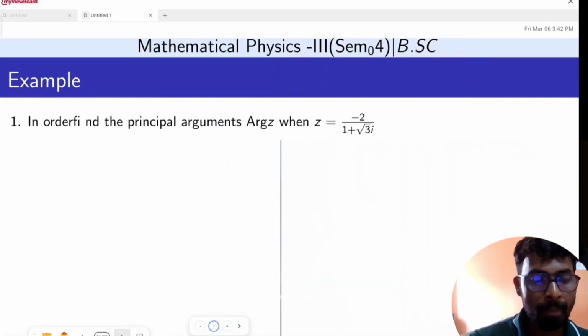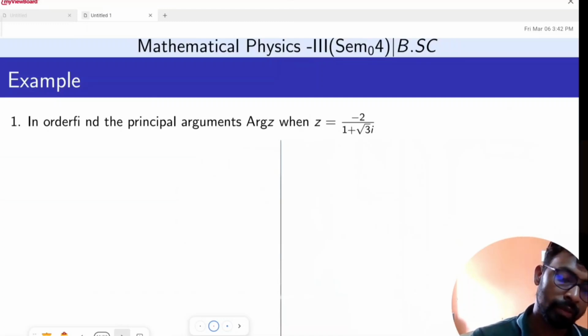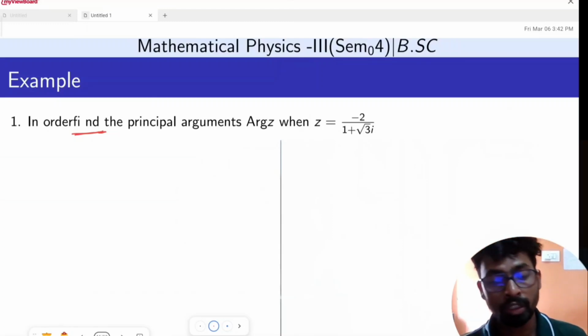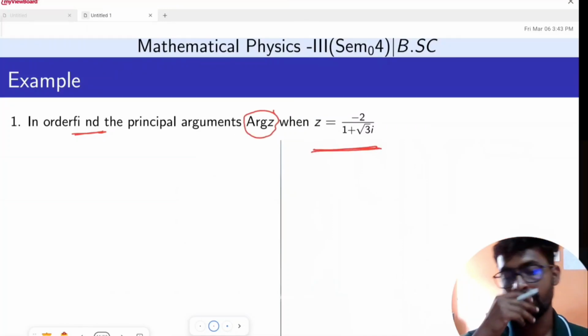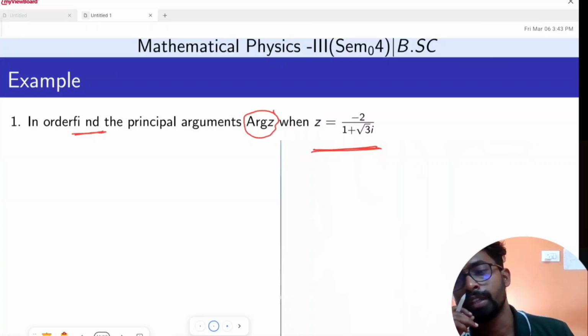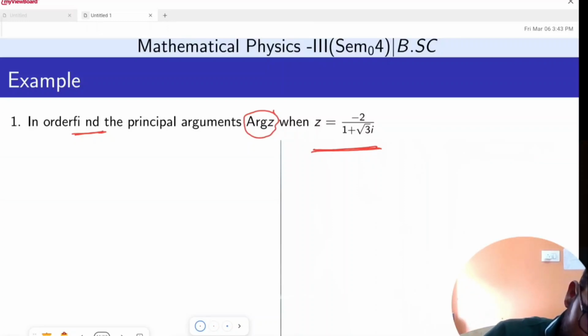It's a very good question. There are some problems, so don't worry about that. In order to find the principal argument, you have to calculate the principal argument when z is equal to this. How can you calculate this kind of problem? Let's try to solve that.